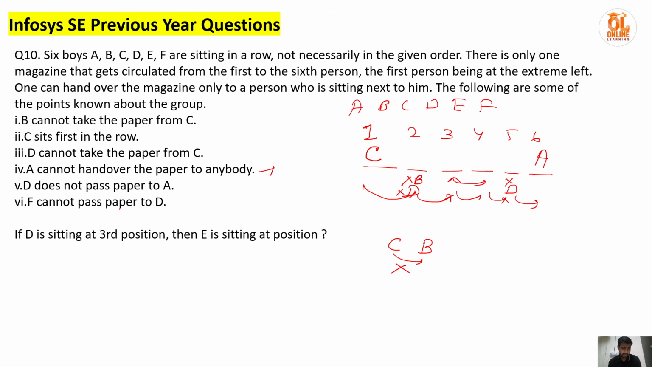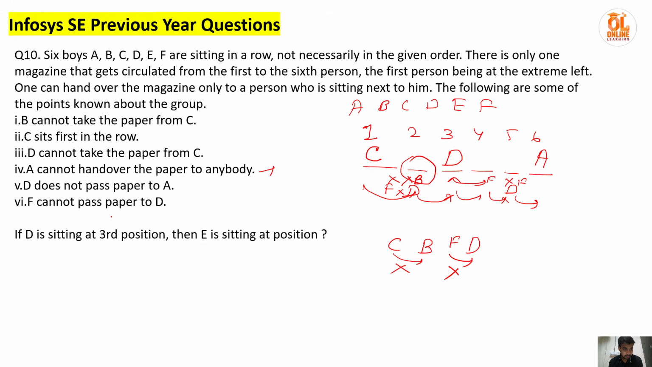F cannot pass paper to D. If D is sitting at third position, they've mentioned that F cannot pass paper to D, so this is also not possible. D is sitting at third position. So F will not be in this position because F cannot pass paper to D. So F must be in this position or this position.